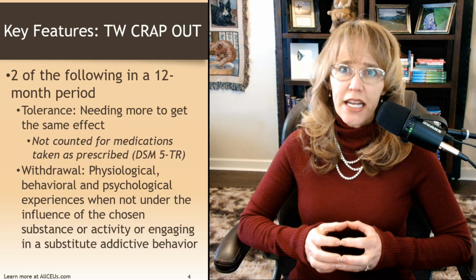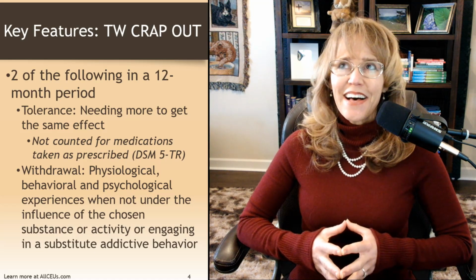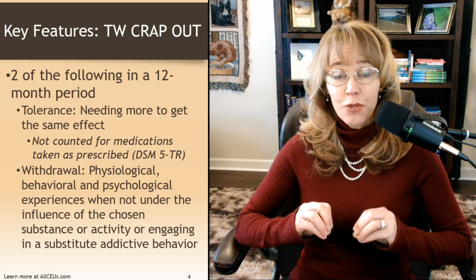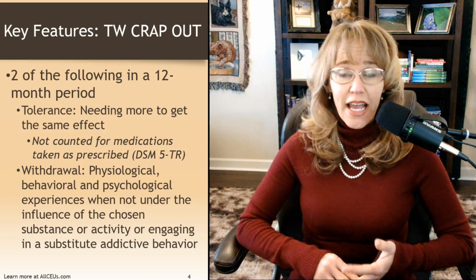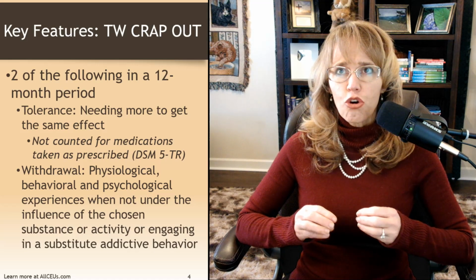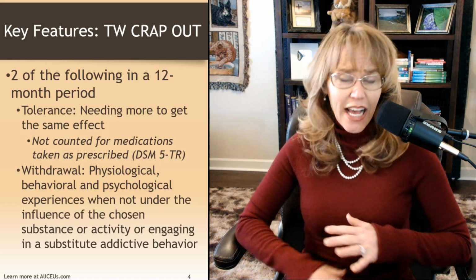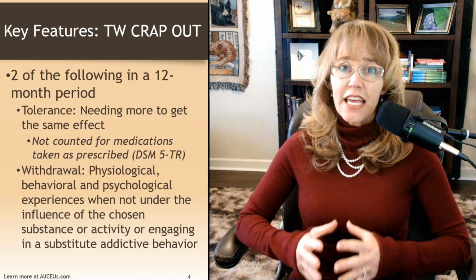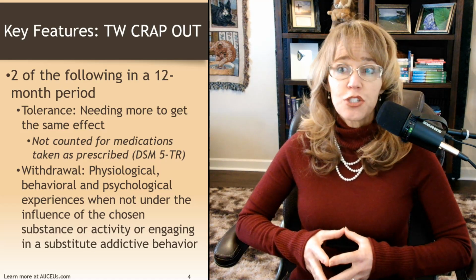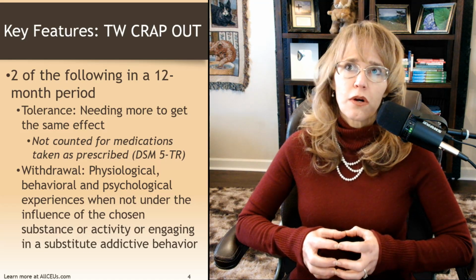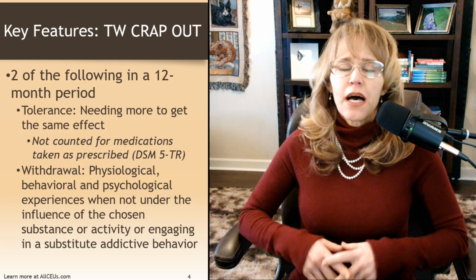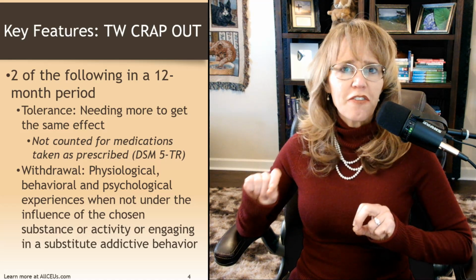Key features of addiction, and I'm using the mnemonic TW CRAP OUT. Couldn't work in TW, tolerance and withdrawal, anywhere else. But in order to diagnose someone with an addiction, they need to have two of the following in a 12-month period. And I think this is really interesting, because the threshold for diagnosing addiction is actually pretty low. Most people, if any of these things are causing them clinically significant problems in one or more areas of functioning, can meet the diagnosis for compulsive use or addiction, depending on whether you're using the DSM-5-TR or the ICD-11, but we'll talk about that later. Anyway, two of the following in a 12-month period.